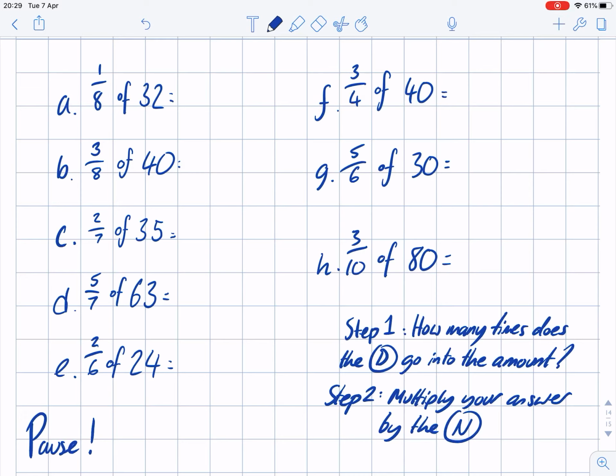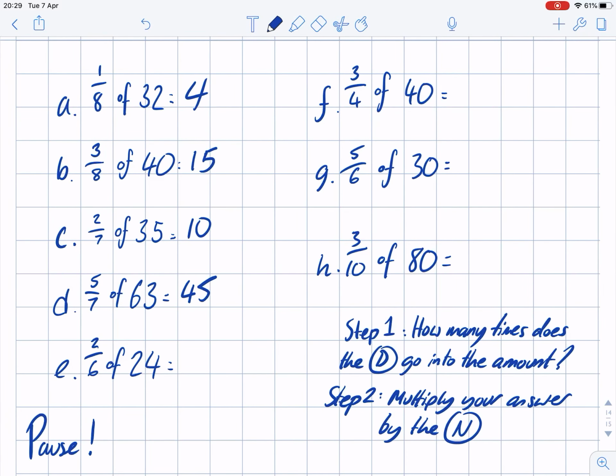So, first one, how many 8s go into 32 would be 4. 4 multiplied by 1 stays at 4. B, underneath, 3/8 of 40. Okay, how many 8s go into 40 is 5. 5 times 3 is 15. So you can see the rules that I'm following here. So 2/7 of 35 would be 10. 5/7 of 63 would be 45.